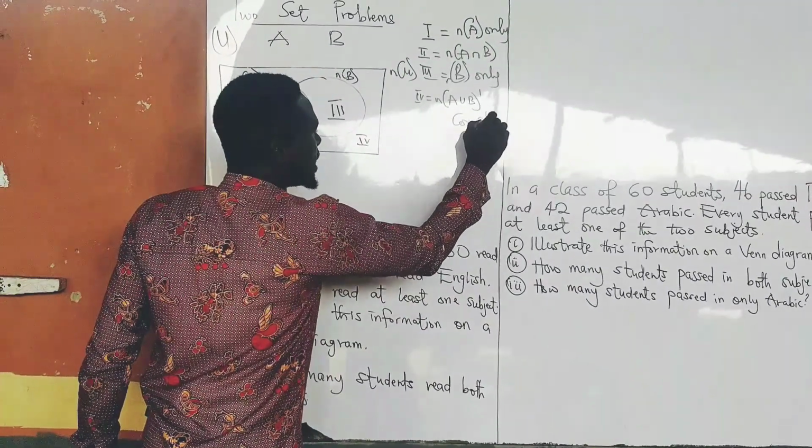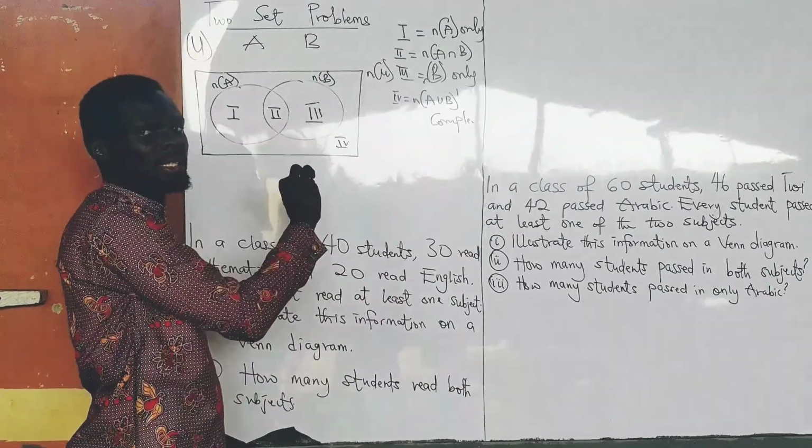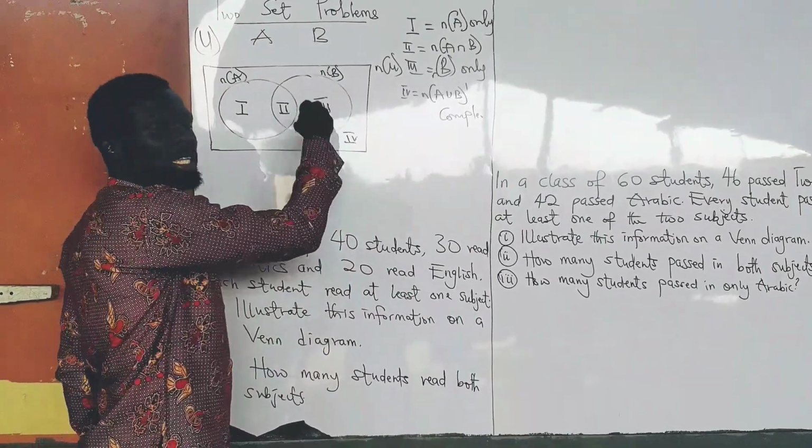which is also known as the complement. When we say complement, the elements are in the universal set but do not belong to either of the two sets here.